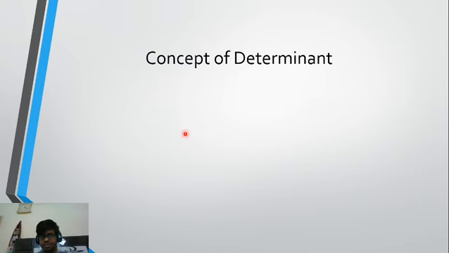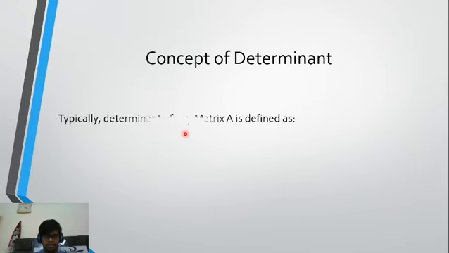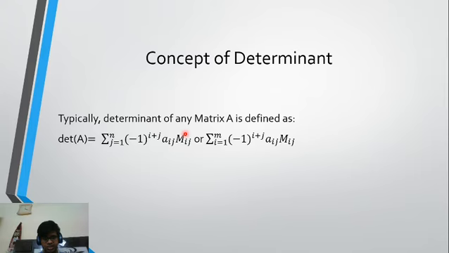Now we will talk about the concept of determinant. Typically, the determinant of any matrix A is defined as determinant of A is equal to the summation of j equal to 1 to n of minus 1 to the power i plus j, Aij Mij, or the summation of i equal to 1 to m of minus 1 to the power i plus j, Aij Mij. The basic thing to note here is that here we are taking j equal to 1 to n, and here i equal to 1 to m. What is the difference between those?